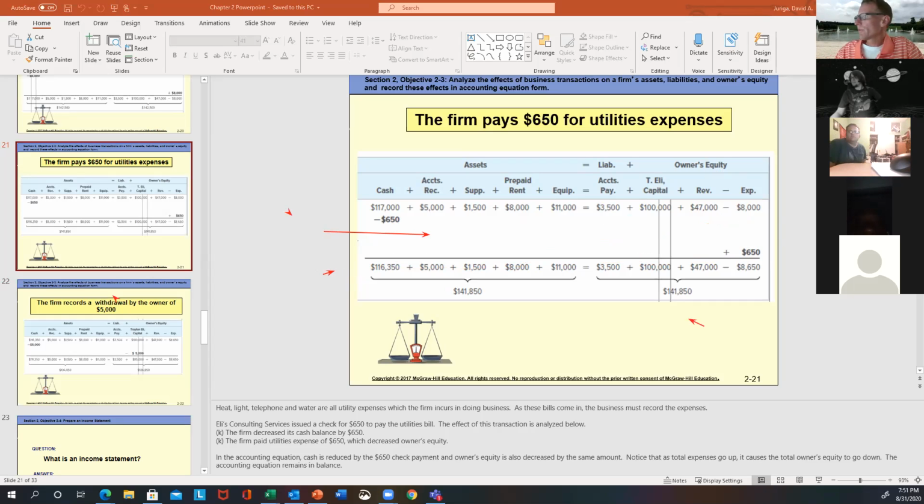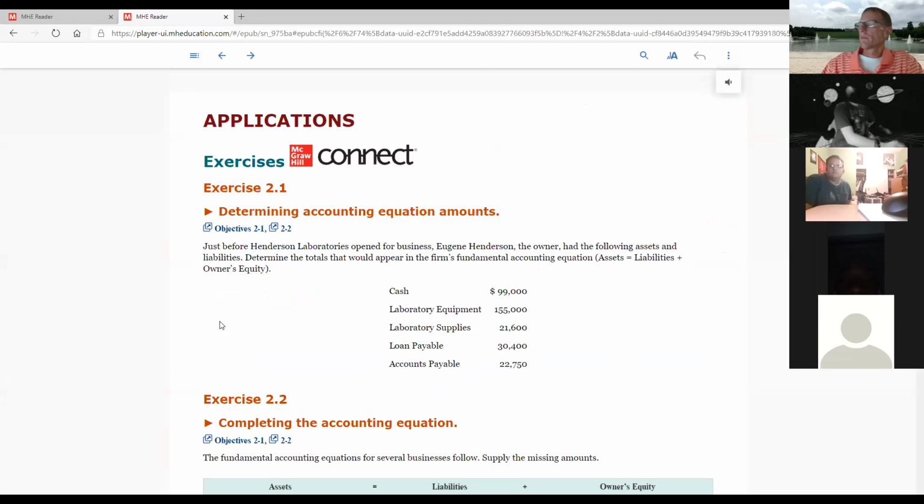But what I want to show you next is, let me get into the textbook. All right. Take a minute. All right, so what I'm looking at right now, and if you don't see this on your screen, let me know, is exercise 2.1. Everybody got it? Yeah. Yes.